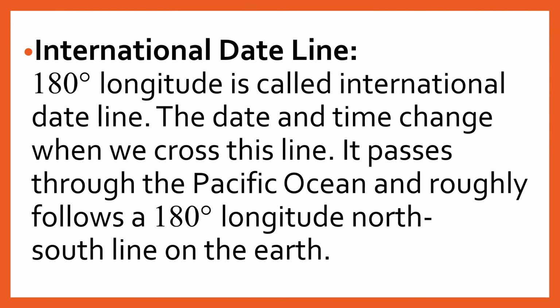Next is International Date Line. 180 degree longitude is called International Date Line. The date and time change when we cross this line. It passes through the Pacific Ocean and roughly follows a 180-degree longitude, north-south line on the earth.